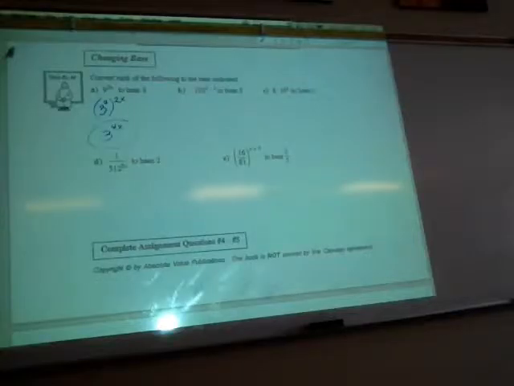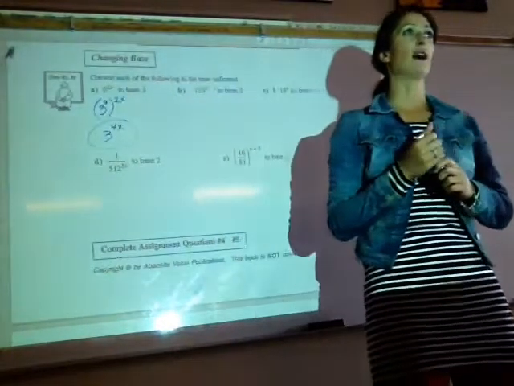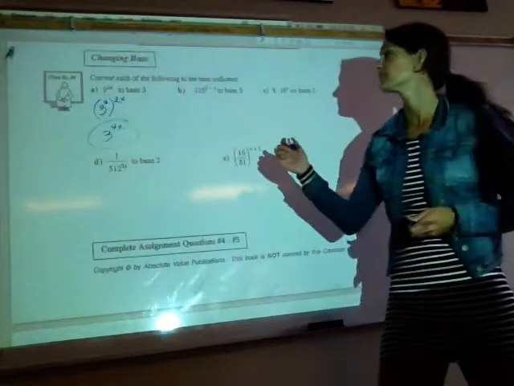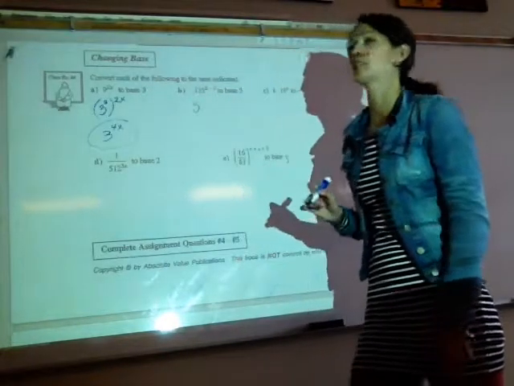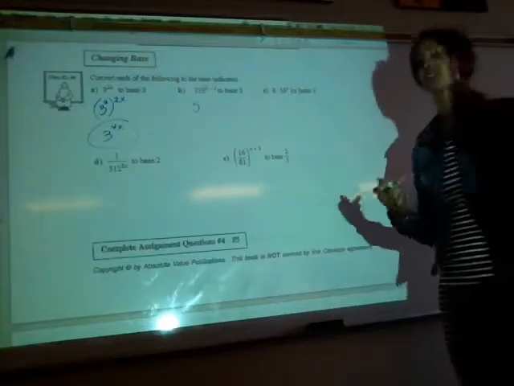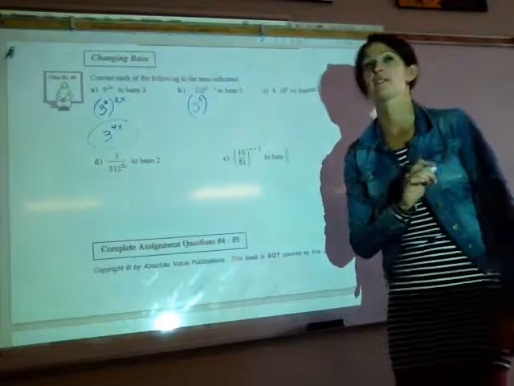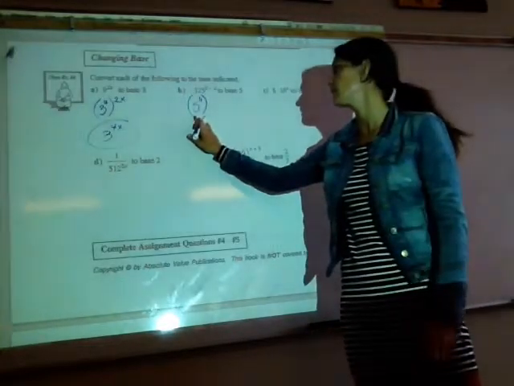On the next one, they're telling us to change the base of 125 to base 5. So we have to think about 5 to the power of what will give me 125. Well, 5 times 5 is 25. Times another 5 is 125. So we've cubed that to get 125. 5 cubed is equal to 125.